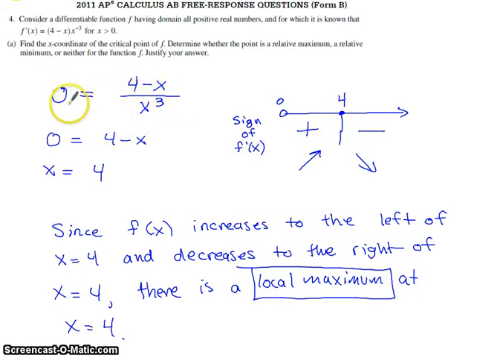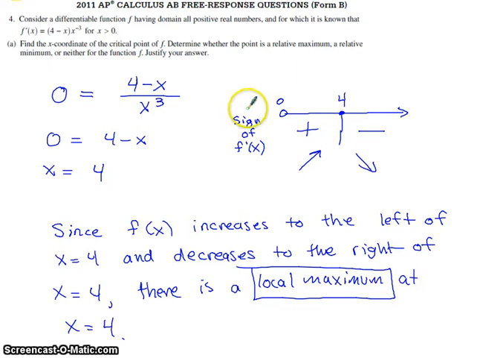If we multiply each side by x cubed and then add x to both sides, we get x equals 4. So when x equals 4, we have a critical number, and it's a stationary point, a place where the derivative is 0. And then if we think about building a sign chart for our first derivative, my number line mimics the domain of the function, so I'm not including 0, and I have this one place where the sign of the derivative could potentially change at 4, my critical number.